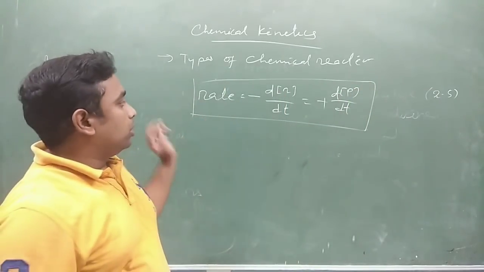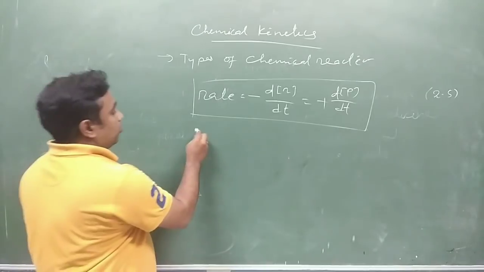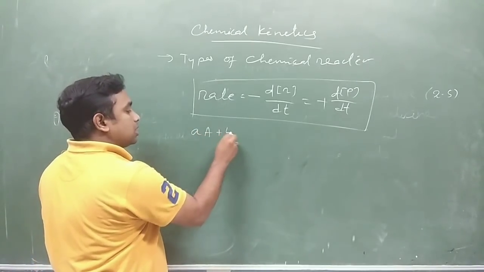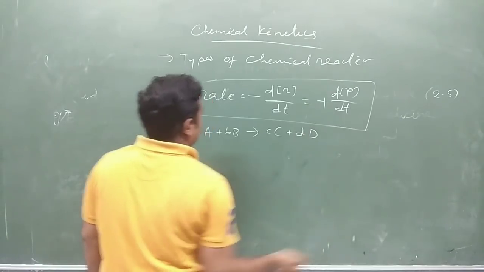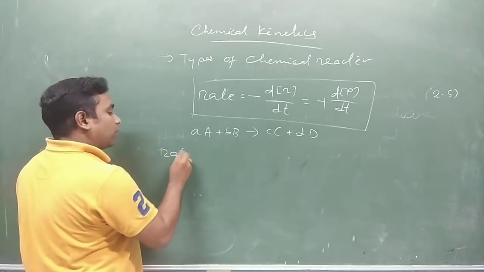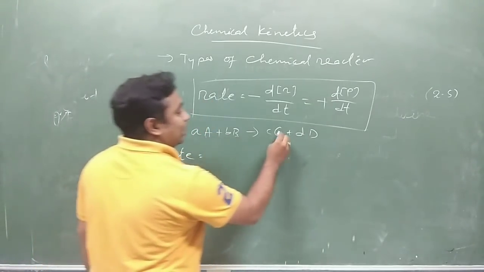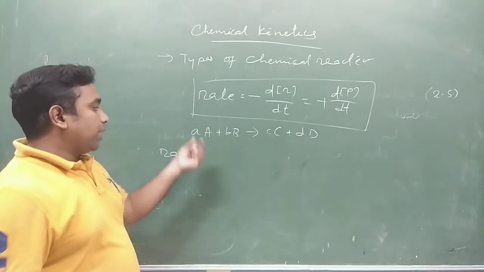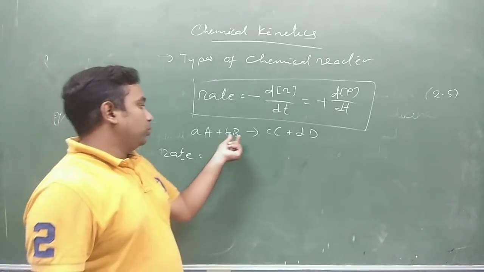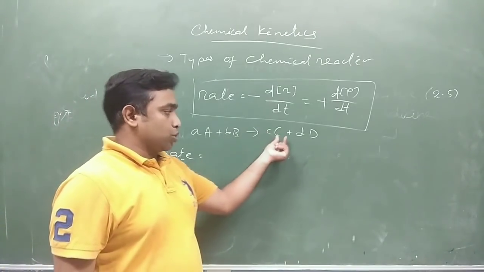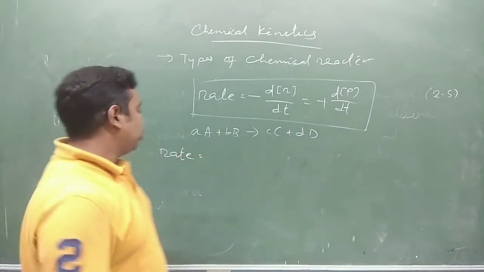And we have also discussed, if it is a reaction of the type A plus B gives rise to C plus D, here you can express the rate in terms of each reactant and each product. You can express the rate with respect to A, with respect to B, with respect to C, as well as with respect to D. How will it be?